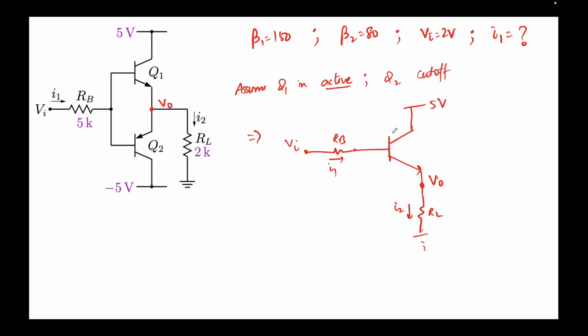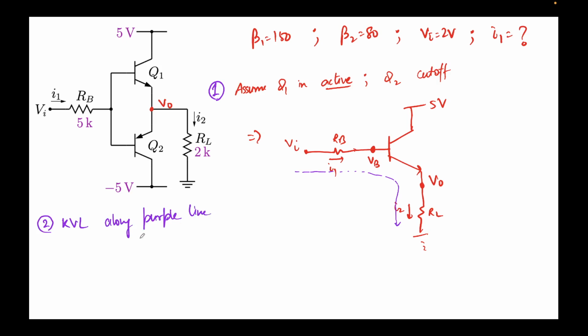First of all, let's label some nodes. We only need to label this node VB, and this is also VE, by the way. How should we proceed? Let's apply KVL. Let me use a different color. So this was the first step, and this is the second step. We'll say KVL along the purple line.